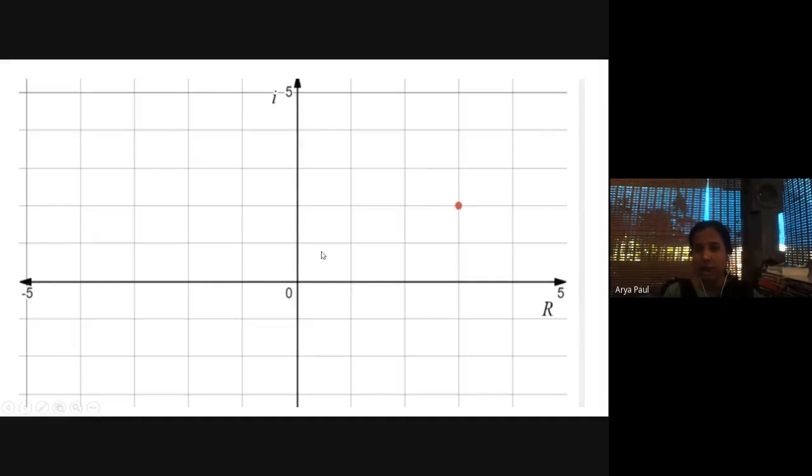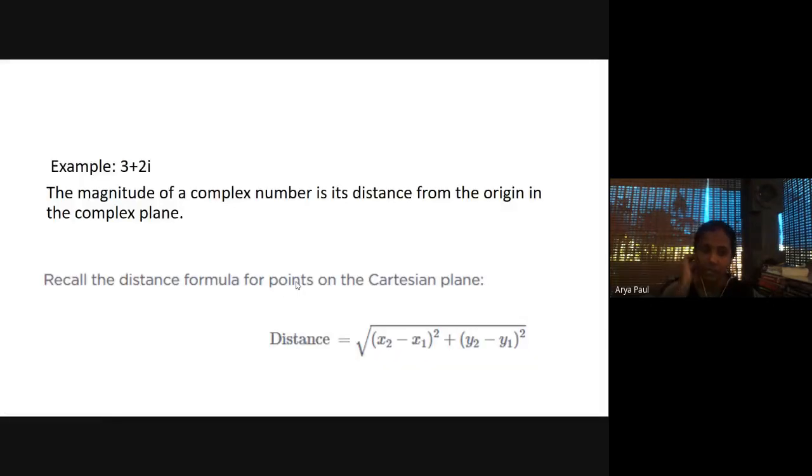Now if you want to take the absolute value or magnitude of this particular complex number, 3 plus 2i, what do you mean by the magnitude of a complex number? The magnitude of a complex number means the distance from the origin. Which is the origin? 0, 0 is the origin, isn't it? So from this origin, what is the distance of this particular vector or number? That is the magnitude.